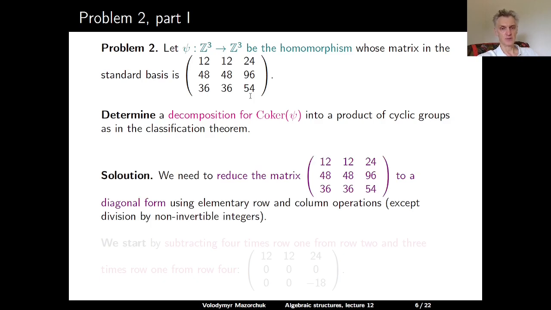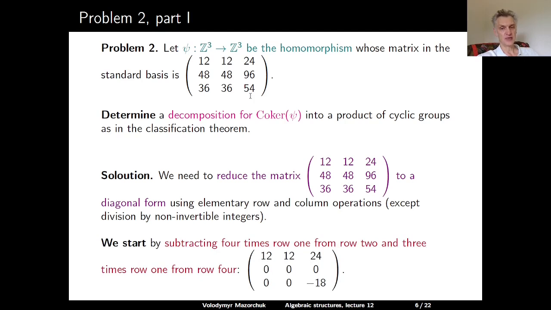In order to solve the problem, we need to reduce our matrix to a diagonal form using elementary row and column operations, except that we cannot divide by non-invertible integers. It's okay to divide by 1 or minus 1, but that's it. So we start by subtracting 4 times row 1 from row 2 and 3 times row 1 from row 4. The outcome is the matrix 12, 12, 24, 0, 0, 0, 0, 0, minus 18.